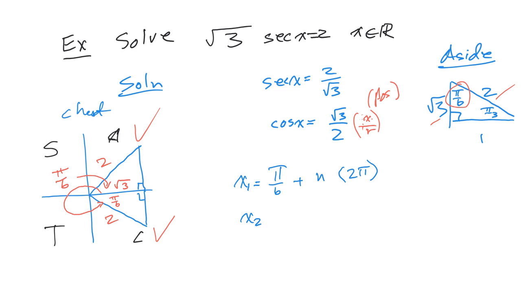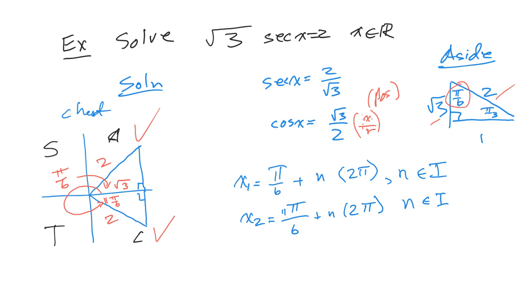And here is x2. x2 is going to be, well, remember, it's 11 pi over 6 to get to that spot. So we're going to have 11 pi over 6 and then plus n times 2 pi. And we're done. And all we have to say for each of them is n belongs to not real numbers, but integers.